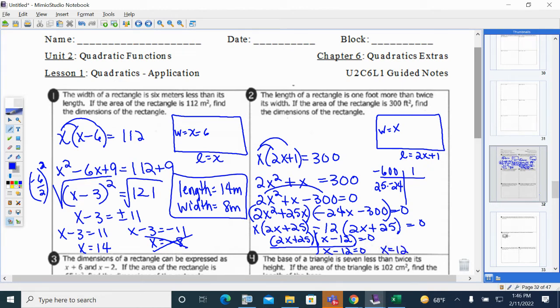For the 2x plus 25, let me come to the side here. 2x plus 25 equals 0. You're going to have to subtract the 25 and divide by the 2. Negative 25 over 2 is like negative 12 and a half. Again, your width cannot be a negative number, so that's going to go away. And our width is 12 feet. And then 2 times 12 is 24, plus 1 is 25 for the length.